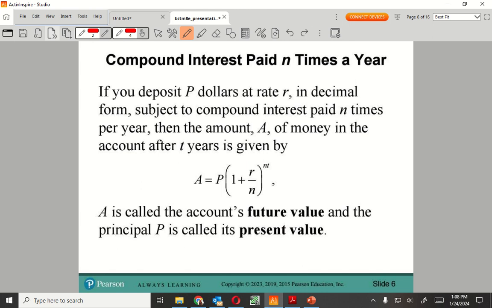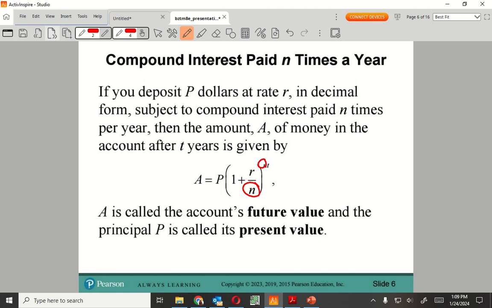Now, compound interest paid N times a year. This one right here: if you deposit P dollars at a rate R, in decimal form, subject to compound interest paid N times per year, the amount A of money in the account after T years is calculated by the future value formula. So if you notice, right here, I now have an N in my formula, and I also have an N out here.